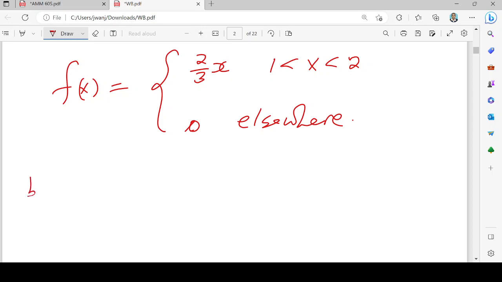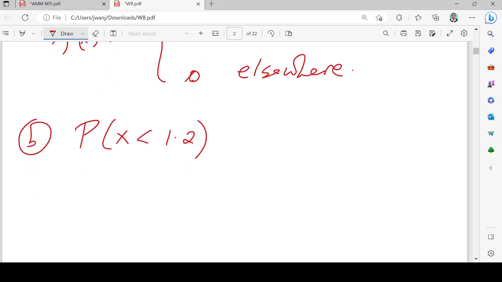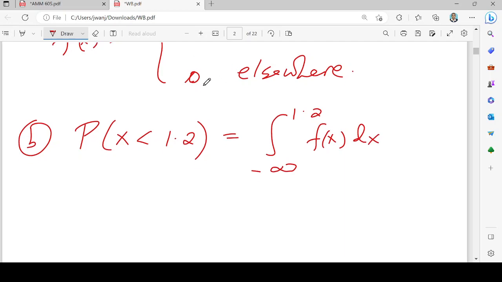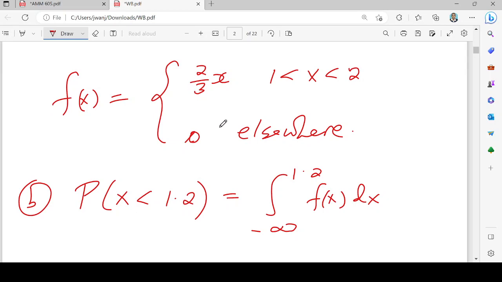So now, for part B, we want to find the probability that X is less than 1.2. This is given by the area under the curve between negative infinity and 1.2. So we write the integral from negative infinity to 1.2 of f of x dx. Now, when integrating this, we will notice that from our function, if you start from negative infinity all the way up to 1, the function will be 0.